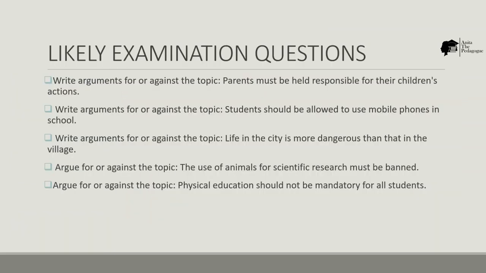Now let's take a look at some likely examination questions. One: write arguments for or against the topic. Parents must be held responsible for their children's actions. Two: write arguments for or against the topic. Students should be allowed to use mobile phones in school. Three: write arguments for or against the topic. Life in the city is more dangerous than that in the village. Four: argue for or against the topic. The use of animals for scientific research must be banned. And the last question you should try is: argue for or against the topic. Physical education should not be mandatory for all students.